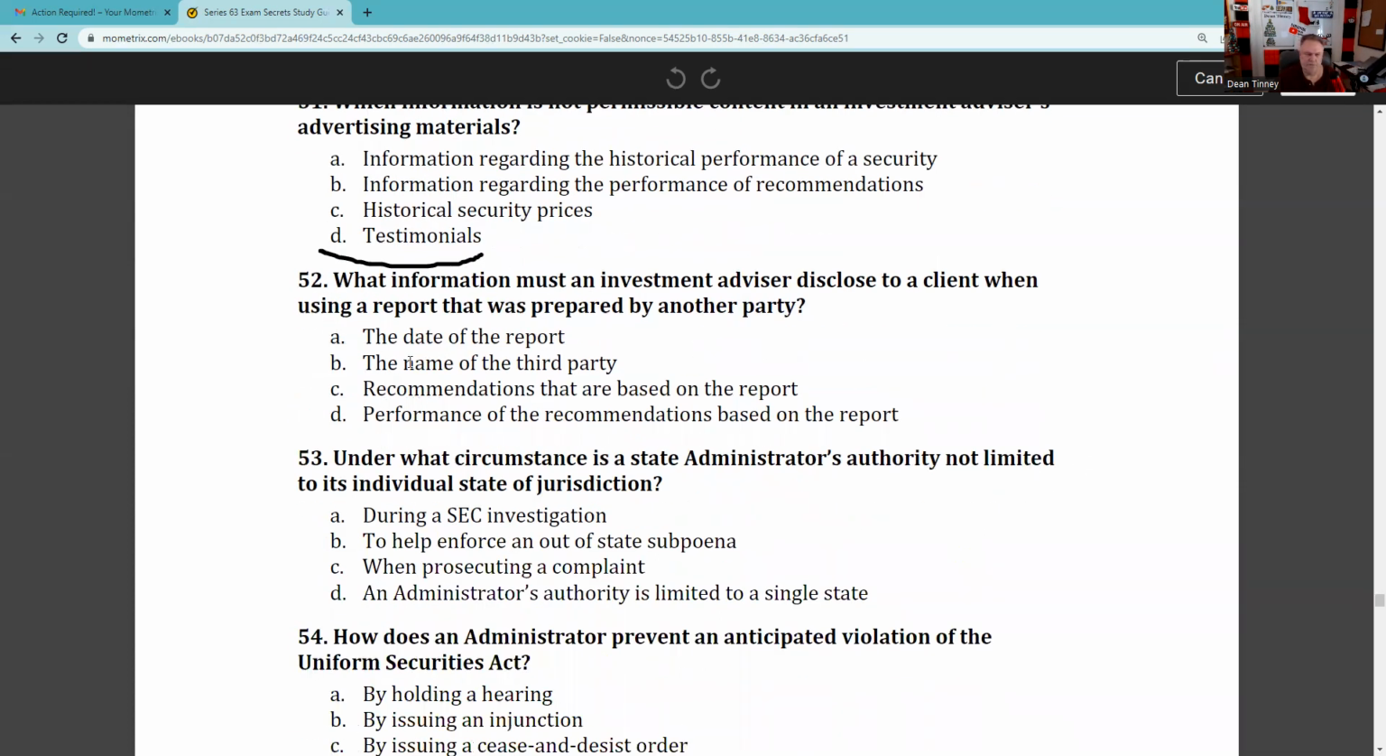What information must an investment advisor disclose to a client when using a report prepared by another party, a third party? This is very testable. The name of the third party. We're not supposed to make it look like we're the ones generating that research. So I like that one. That's a good one. I would expect something around that area on your exam.